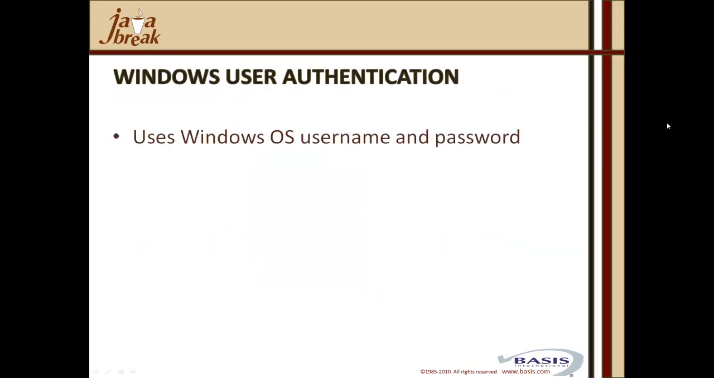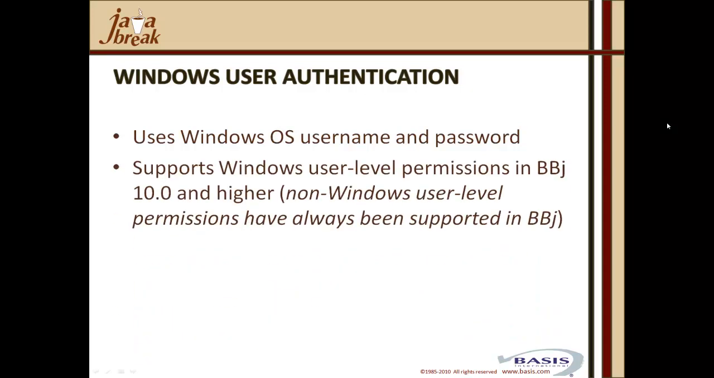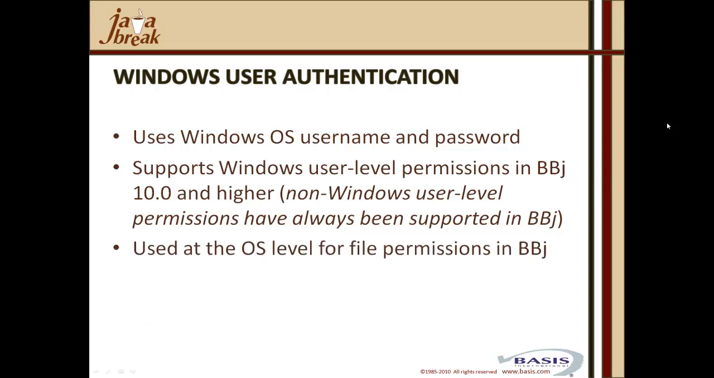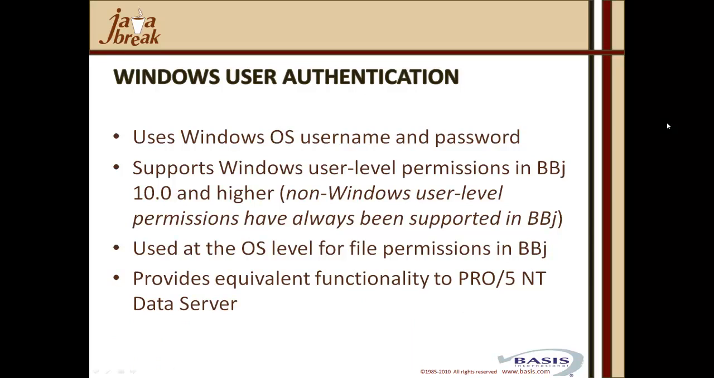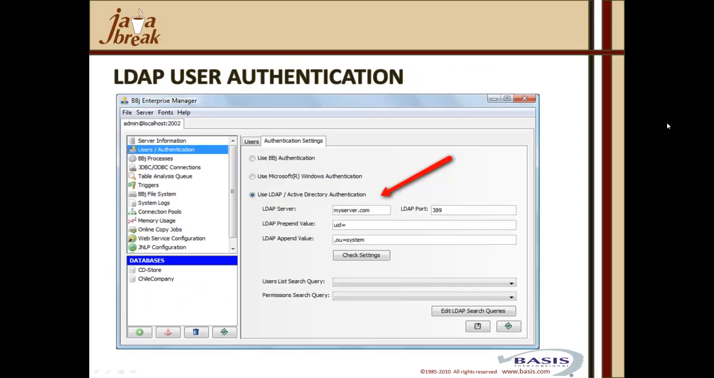Let's look at the components of Windows user authentication, which is relatively new to BBJ. It utilizes the Windows operating system username and password. It supports the Windows user level permissions in BBJ 10 and higher. Non-Windows user level permissions have been supported in all previous versions of BBJ. So file permissions are then handled at the operating system level for BBJ data files. It provides the equivalent functionality to the older Pro5NT data server functionality. But we're going to focus a bit more today on the LDAP user authentication.